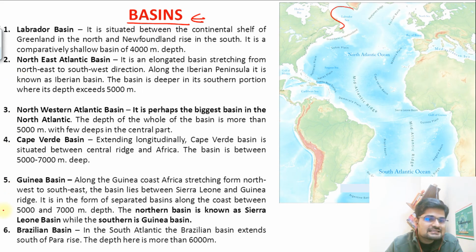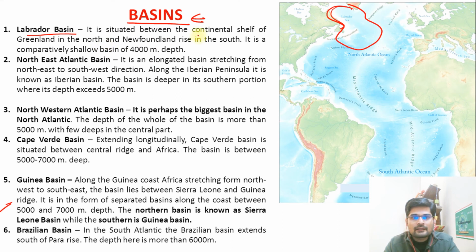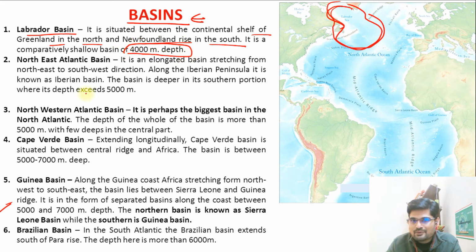So there are 6 different basins. What are those? First is called the Labrador Basin. Remember, this is the Labrador Sea. So this particular basin is called the Labrador Basin, right? And where is it situated? Remember, the continental shelf of Greenland in the north and the Newfoundland Rise in the south. So this is what we observe as the Labrador Basin, and the average depth is about 4,000 meters. So this is important to remember.